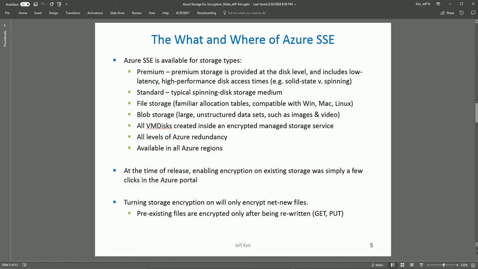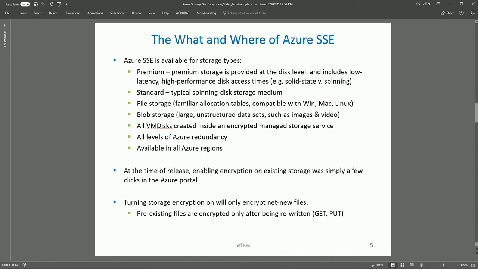VM disks that are created inside an existing managed storage service, if that service is encrypted, those VM disks will also be encrypted by default, but not the disk encryption, just the storage service encryption. So if we were to stand up a new Ubuntu server, for example, it would come online with storage service encryption, but the VM disks would not necessarily be encrypted until we then went in and enabled it.